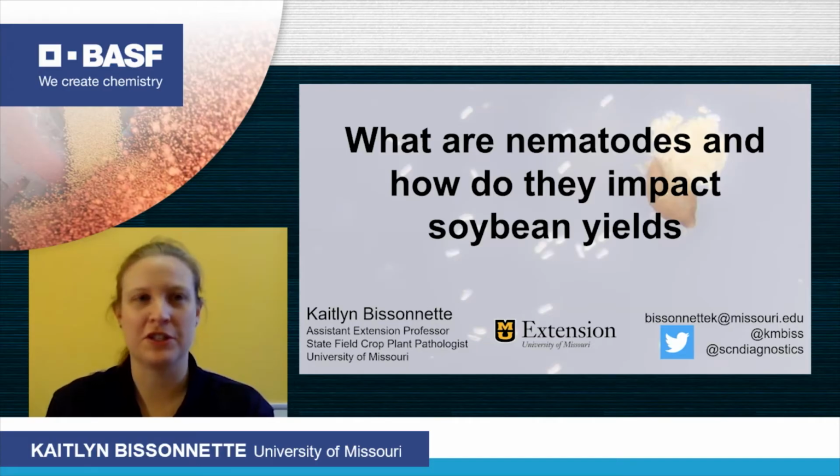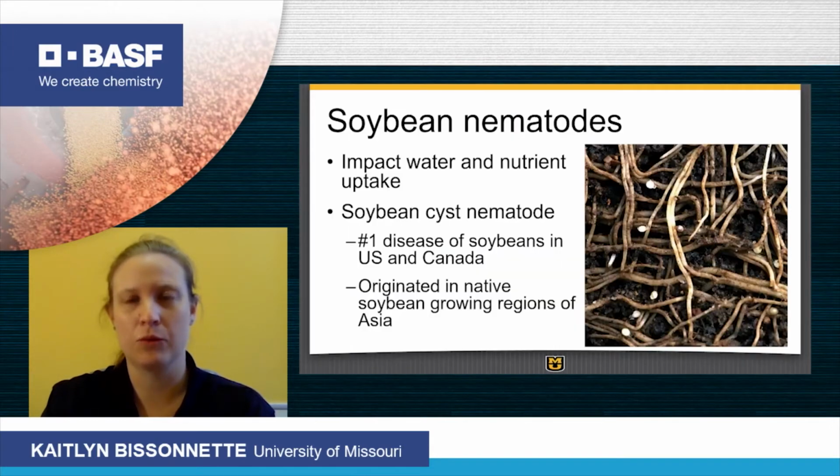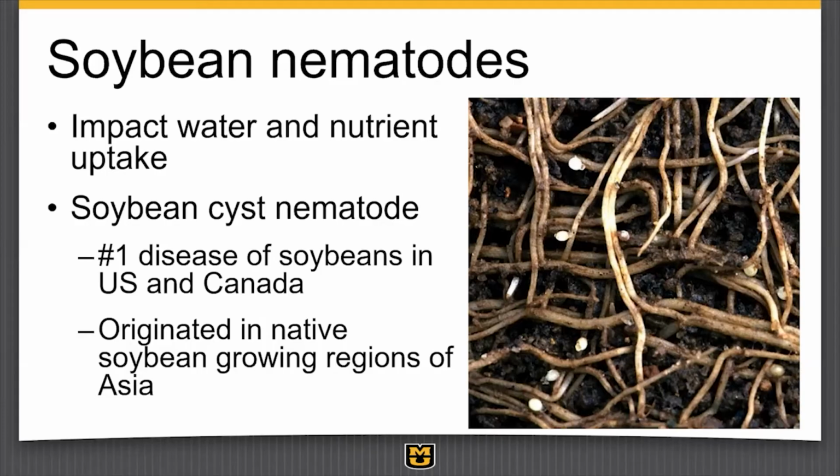I'm going to start off just talking about what nematodes are and how they impact soybean yields. So just getting into it, we're going to talk about what nematodes do to impact soybean yields. And really where we start off is that they impact water and nutrient uptake by feeding on roots and root tissues. So the nematode we really talk about is soybean cyst nematode, and this is the number one disease of soybeans in the United States and Canada.